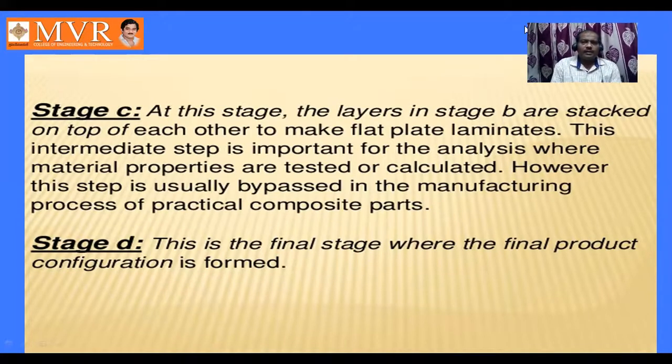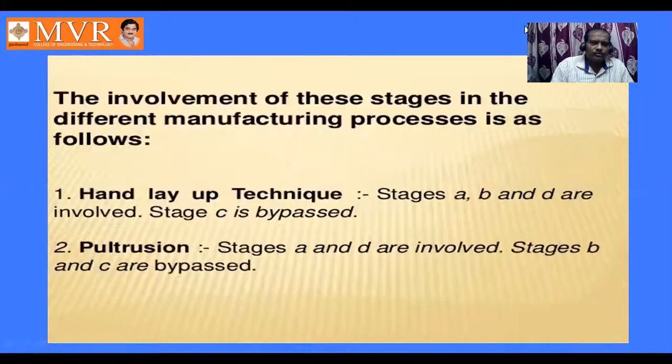So in stage B, we are going to have the stacked, that means it's a form of raw material which we are going to convert into laminates. This intermediate step is important for the analysis to study the properties. This is the final stage where the final product configuration is formed. So at what stage this pultrusion will happen, we're going to discuss.